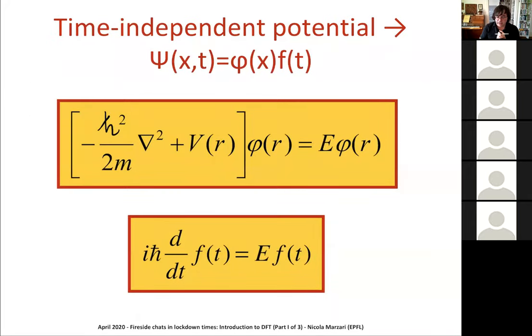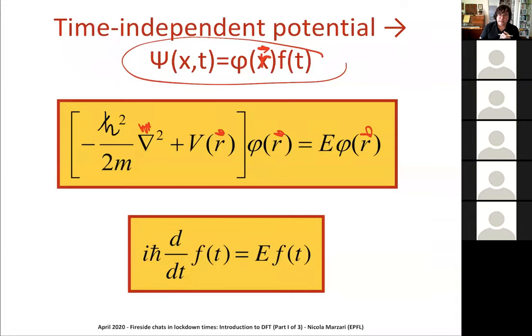Now here, as I said, let me make this simplification in which the potential does not depend anymore on time. So we consider a potential that is static or changing very slowly with time. So the dependence on t in V has disappeared. And so what happens is that we can actually make an ansatz. We can write the wave function through separation of variables as a position dependent part, this could be phi of r, and a time dependent part, f.